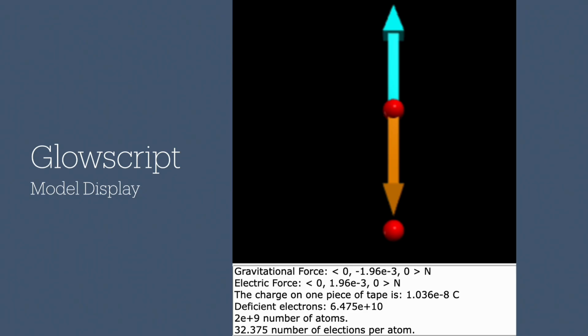And this is my GlowScript model display. It can be seen that the force on the red ball, which includes the blue arrow and the orange arrow, are equivalent in length.